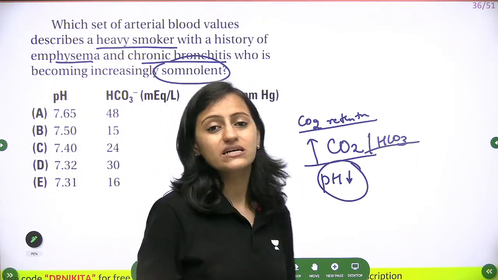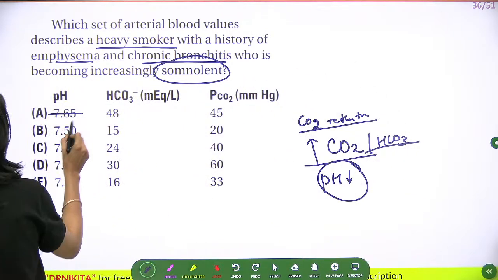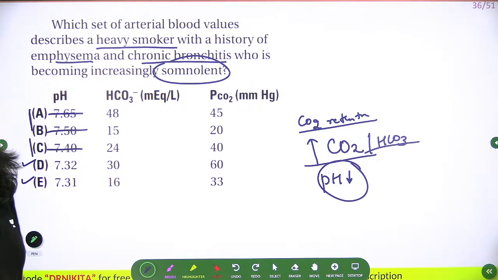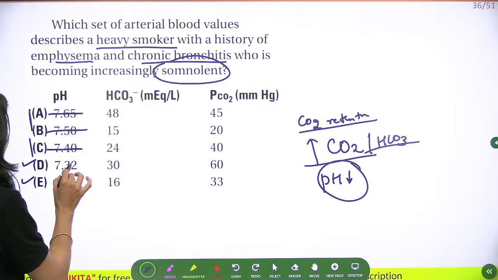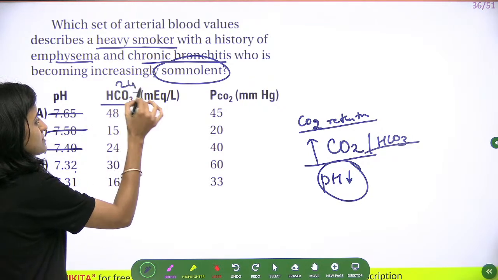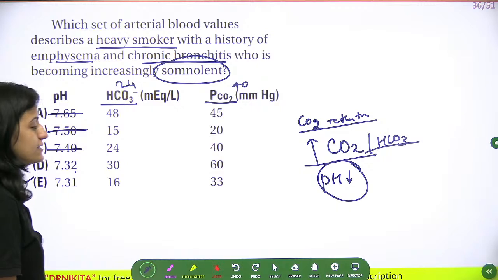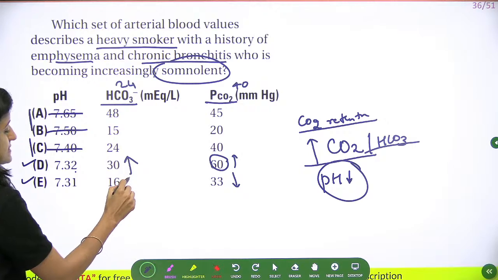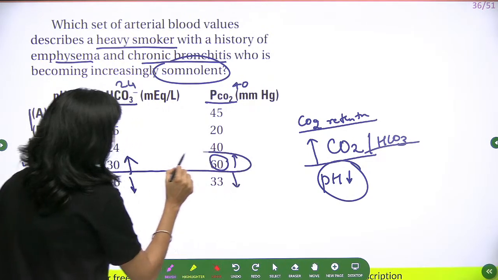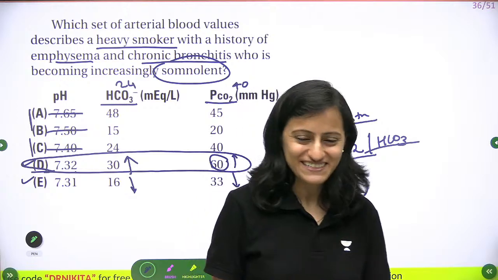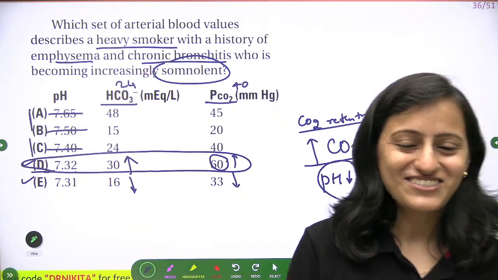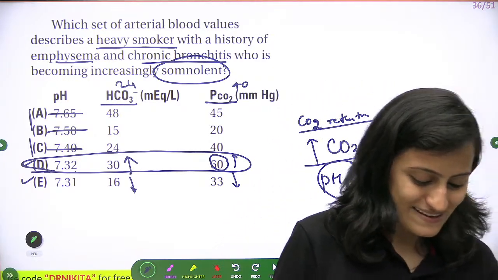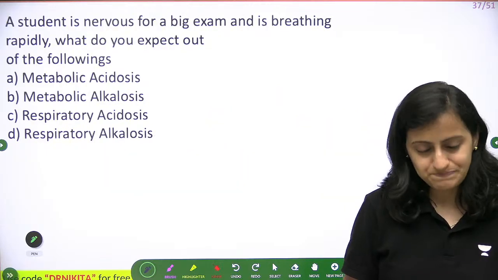First point is pH is decreasing. So which options are ruled out? 7.6, 7.5, 7.4, because this is alkalosis, this is normal. So either the answer is D or the answer is E, right? Whether it is D or E, normal bicarbonate is 24, normal PCO2 is 40, so this is more than 40, this is less than 40, this is more than 24, this is less than 24. So yes, the answer is going to be D. So you guys were absolutely right. And when I started saying, is there something wrong, some people did start changing the answers. So remember that the answer here is D, it is respiratory acidosis.